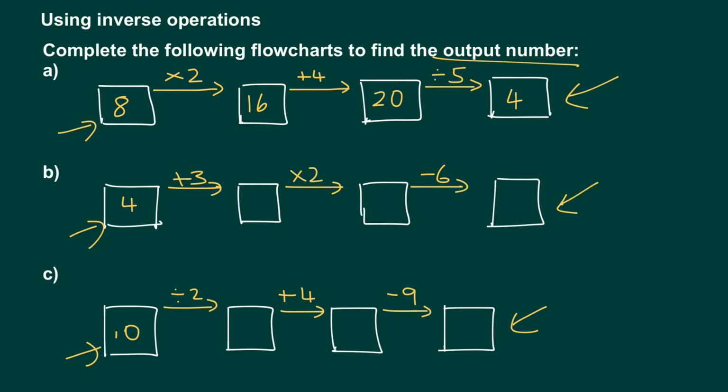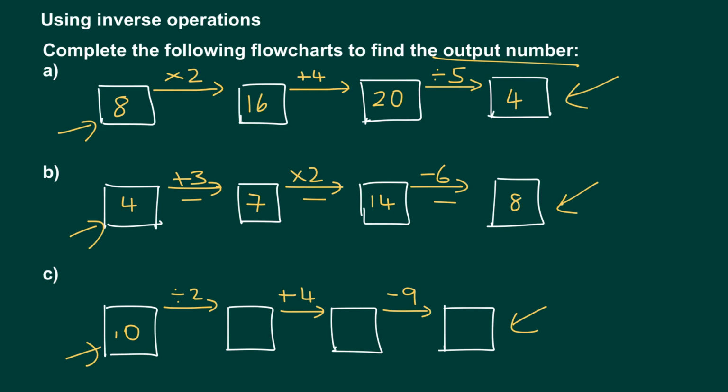Let's do part B. 4 plus 3 gives us 7, times 2 gives us 14, and then minus 6 brings us back down to 8. So our input number was 4, then we went through these three operations, which then ended up giving us an output number of 8. So guys, it's a pretty straightforward thing, as you can see. So what I want you to do, have a go at the very final question on your own.